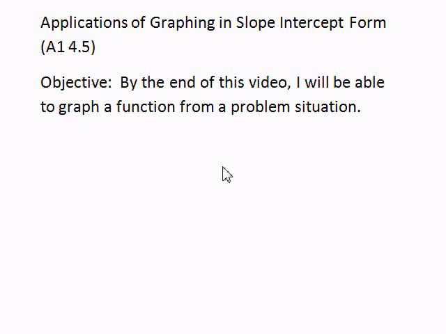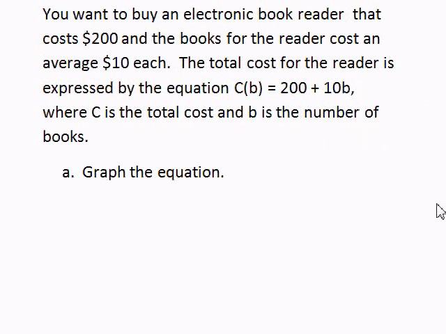Hello, welcome back. Today we're going to be talking about applications of graphing in slope-intercept form. The objective is that by the end of this video, you should be able to graph a function from a problem situation. So looking at a problem situation, we're going to try to create a graph.